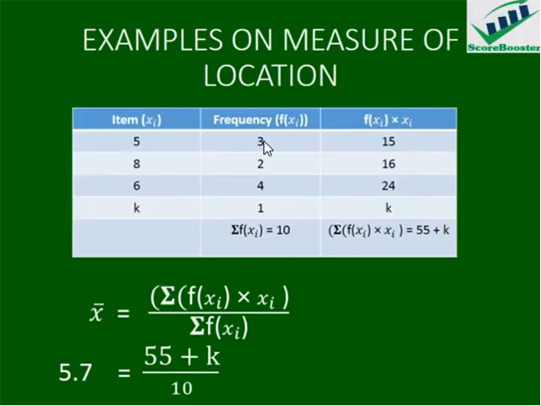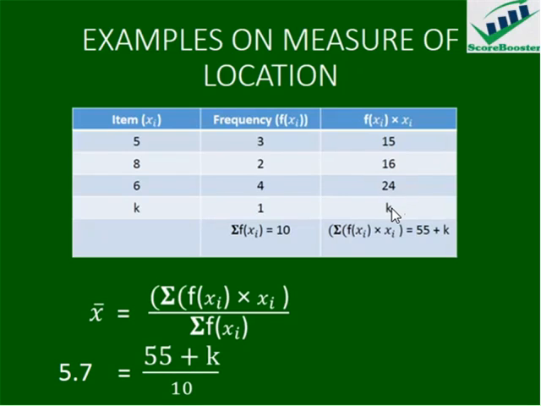So they said 5, 8, 6 and k have frequencies 3, 2, 4 and 1 respectively, and for us to know the total of the 5s among the items, we multiply 5 by its frequency, which is 5 multiplied by 3, which is 15, 8 multiplied by 2, 16, 6 multiplied by 4, 24, and k multiplied by 1, k. So we sum the frequencies: 3 plus 2, 5, 5 plus 4, 9, 9 plus 1, 10. And we also sum the products: 15 plus 16, 31, 31 plus 24, 55.